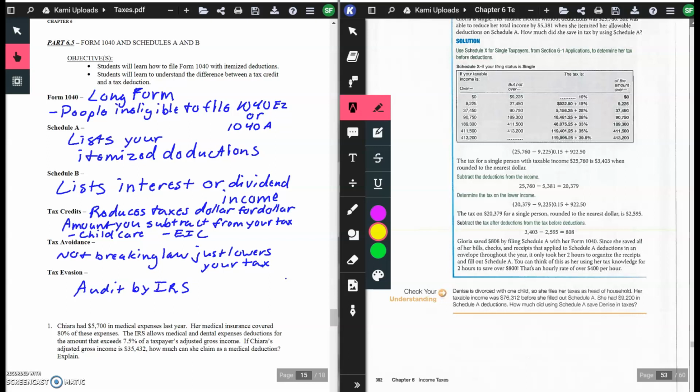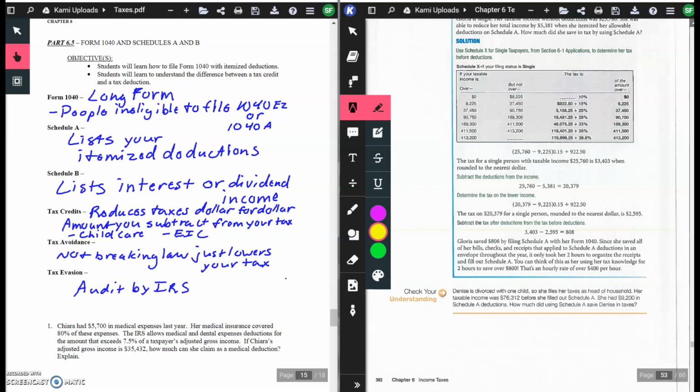Okay, we're going to look at the last section, 6.5, which is your Form 1040 and Schedules A and B. We're not going to physically fill out these forms or the schedules, but we are going to talk about the key parts of them. So for a Form 1040, you have three forms. You have 1040, you have 1040A, you have 1040EZ. We already discussed 1040A and EZ. These are a lot shorter. The 1040 is your long form. This is if you don't meet the eligibility rules for your other forms.